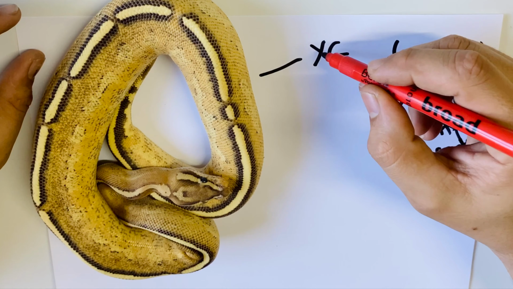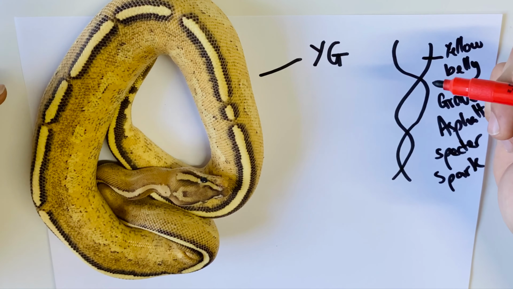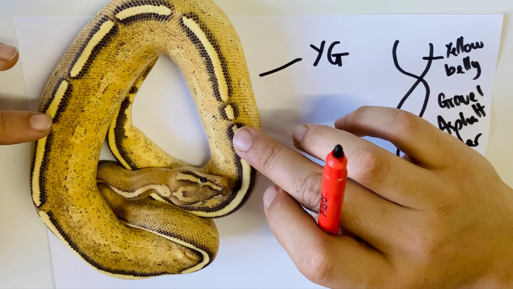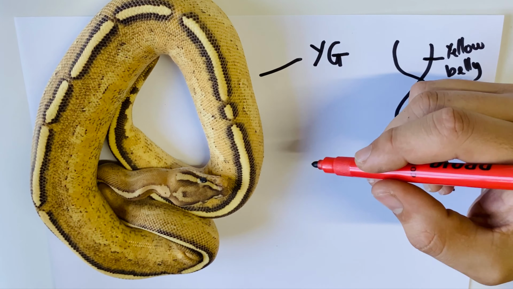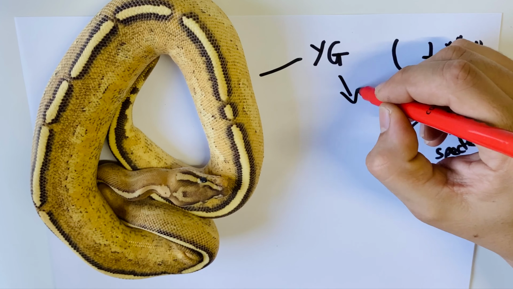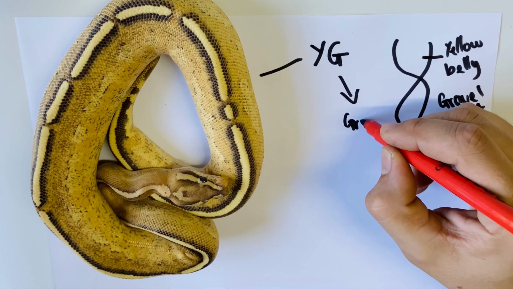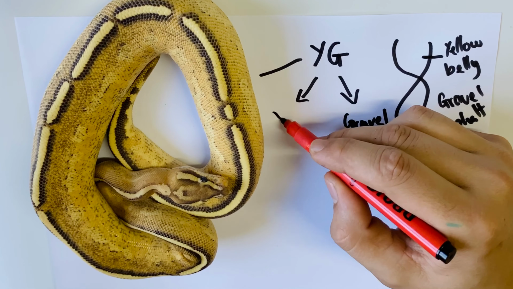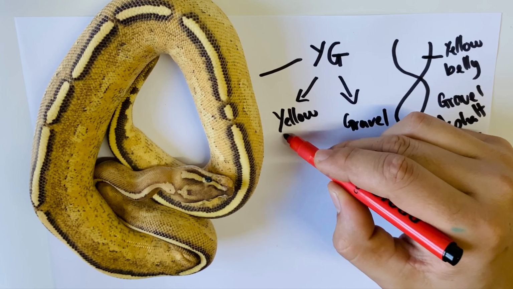We'll represent that as a capital Y, capital G. Remember, they are still codominant or incomplete dominant mutations. So she is an allelic animal. If she was to breed, half of her offspring would be gravel, or receive the gravel gene, and half of her offspring would receive the yellow belly gene.